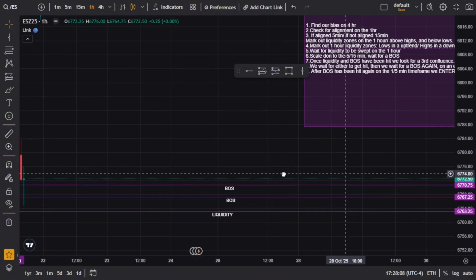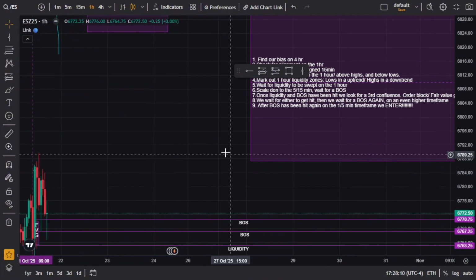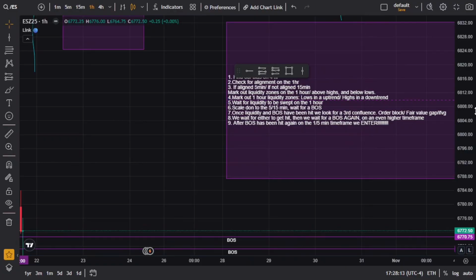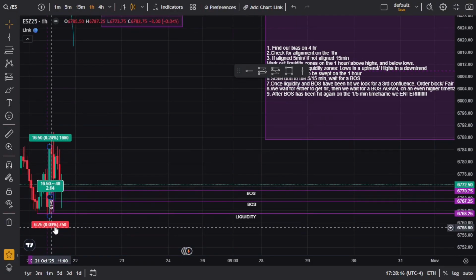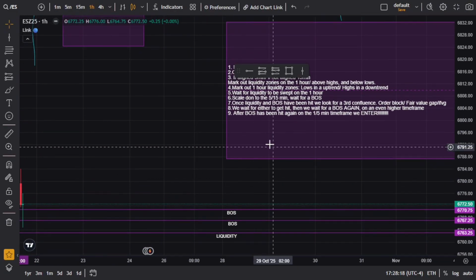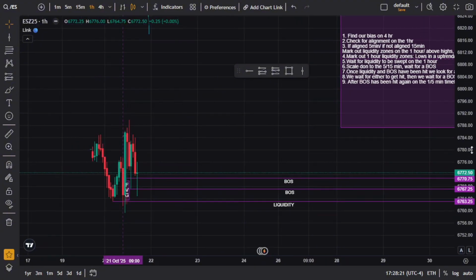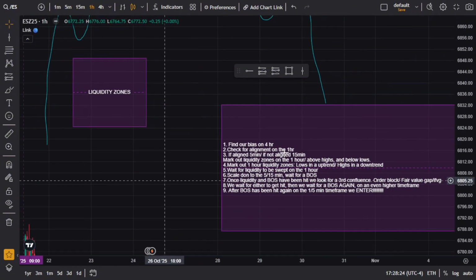You have to have patience, though. That's what I was talking about. You have to have patience while trading. Just wait for that 1 hour to get pushed past. And after that zone was hit, based off of, let me see here.